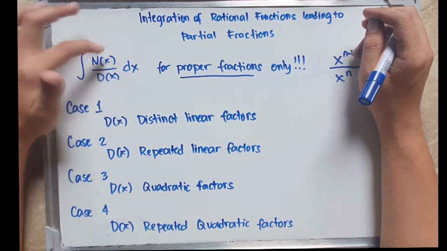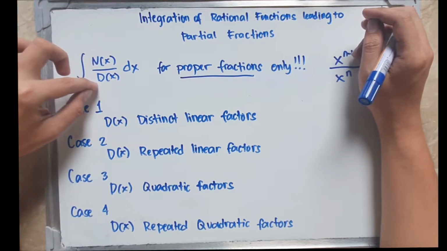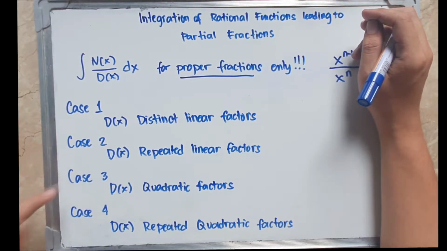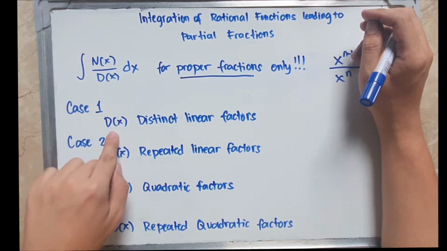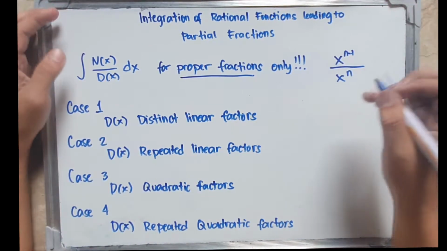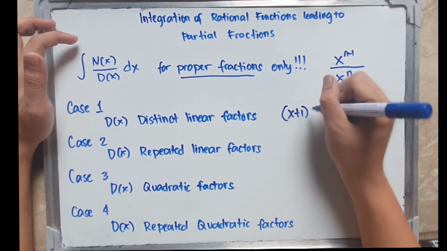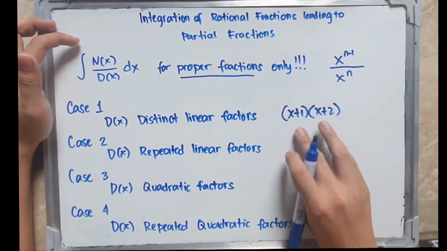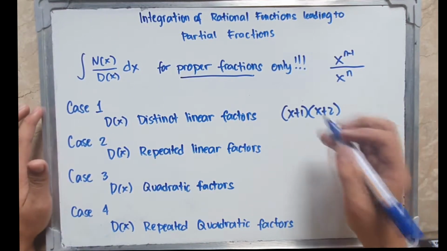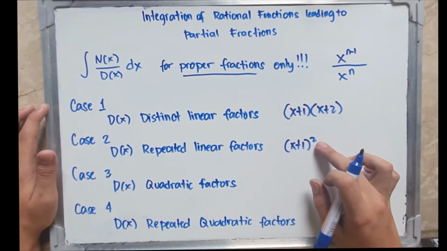So these rational functions that we're talking about have different forms depending upon the denominator. So we have 4 cases right here: case 1, case 2, case 3, and case 4, depending on the denominator. If our D(x) is distinct linear factors, then that is in case number 1. For example, if we have the denominator of (x + 1)(x + 2), so distinct linear factors. Case number 2, if our denominator is repeated linear factors. So if we have (x + 1) squared, this is now considered a repeated linear factor.